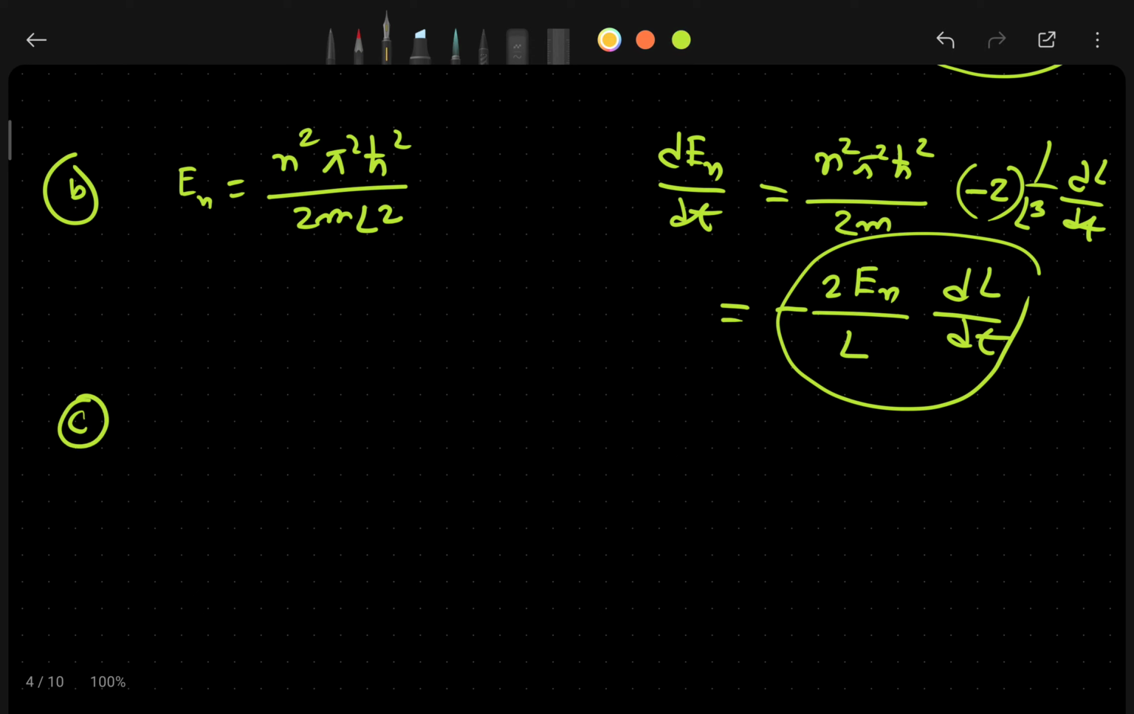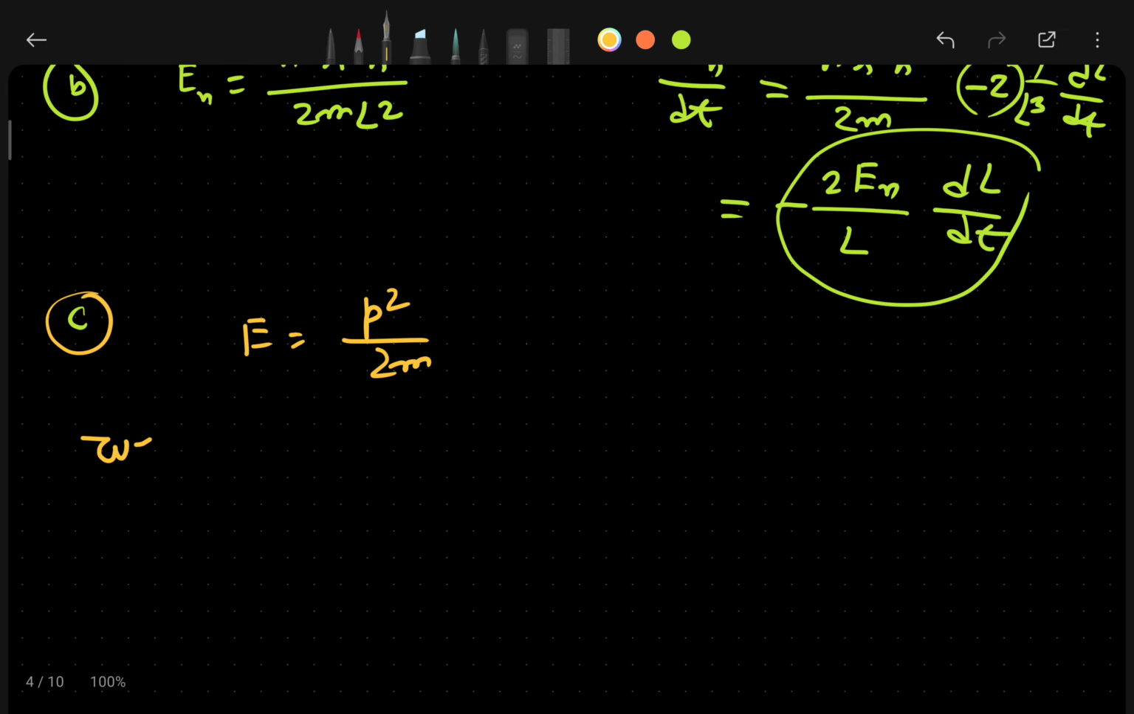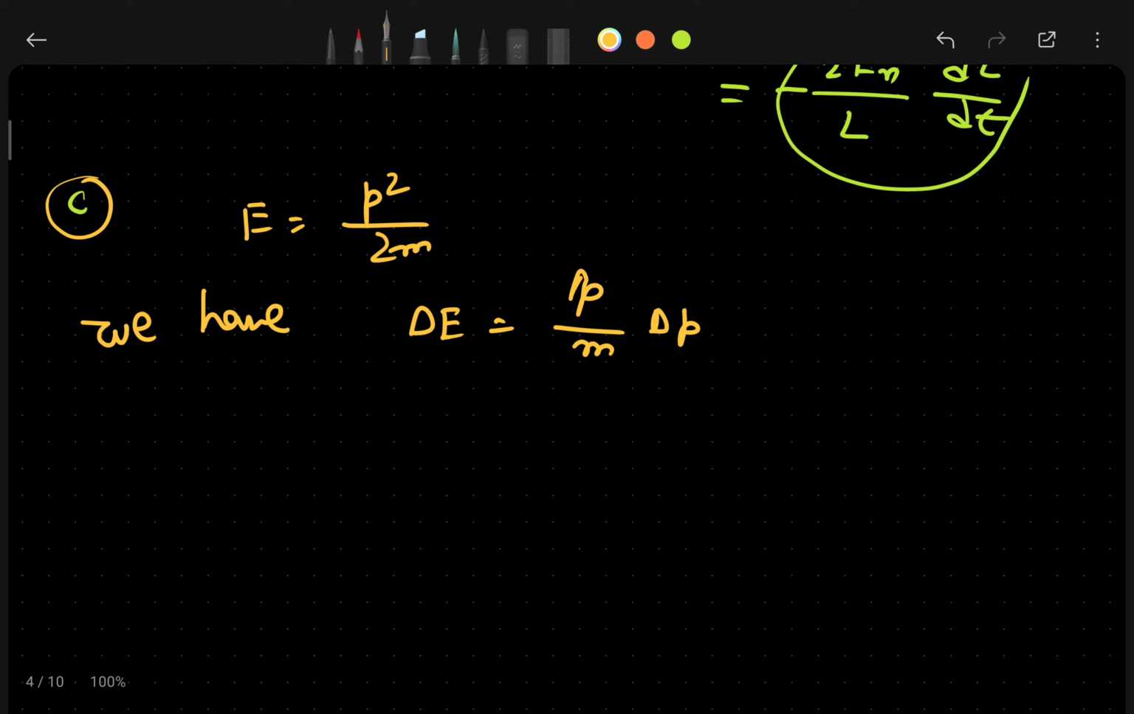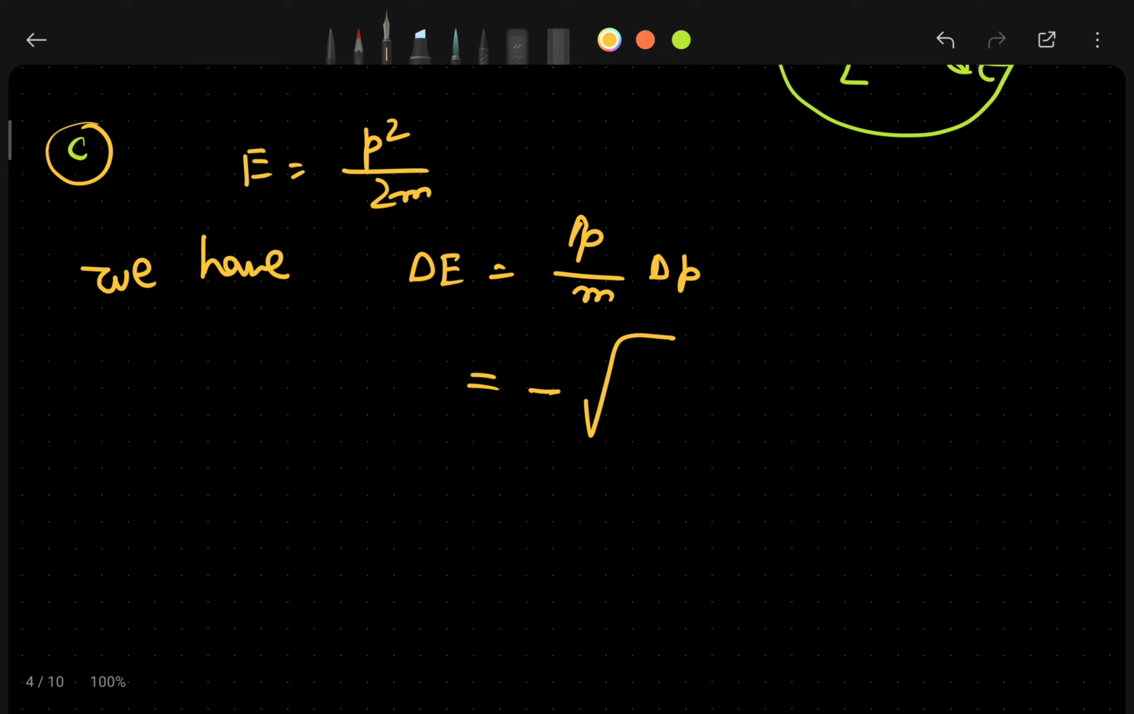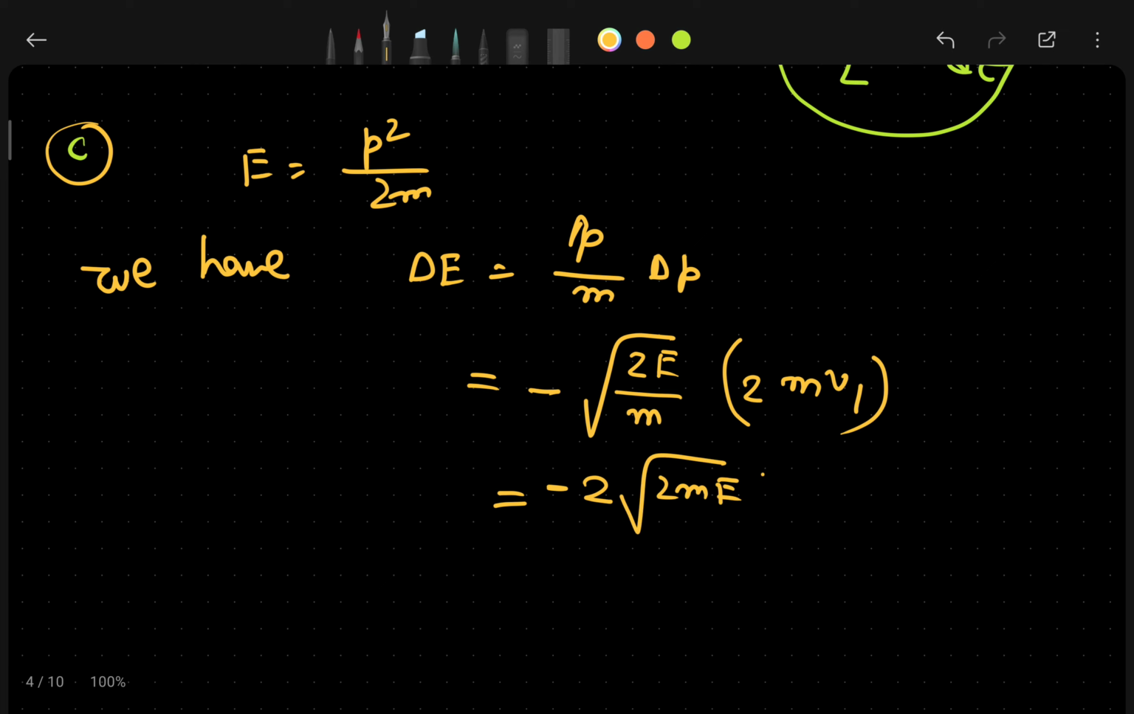If the energy change during one collision is much smaller than E2 minus E1, the ball can remain in the same state n equal to 1, analogous to the adiabatic process in thermodynamics. More precisely, E equals p squared divided by 2m. We have delta E equal to p/m times delta p, equal to minus root of 2E/m times 2mv1, since delta p is 2mv1. So minus 2 times root of 2mE times v1.